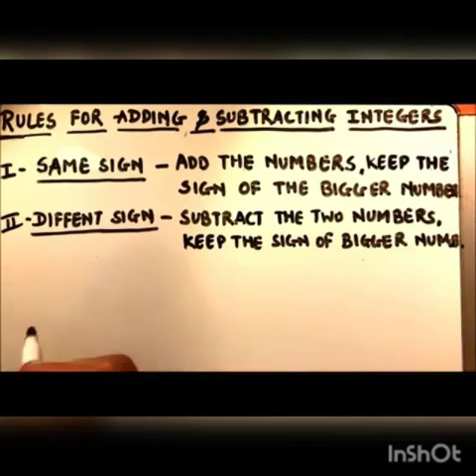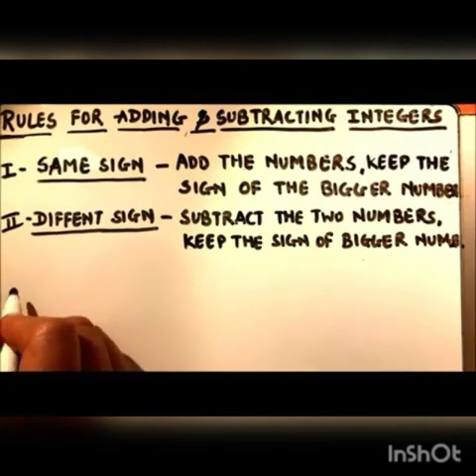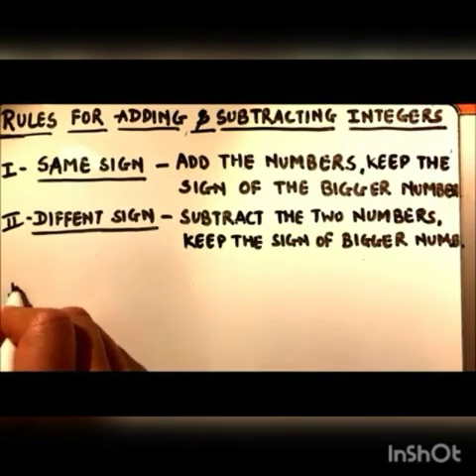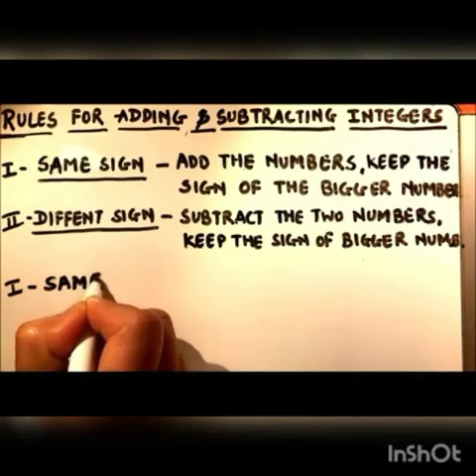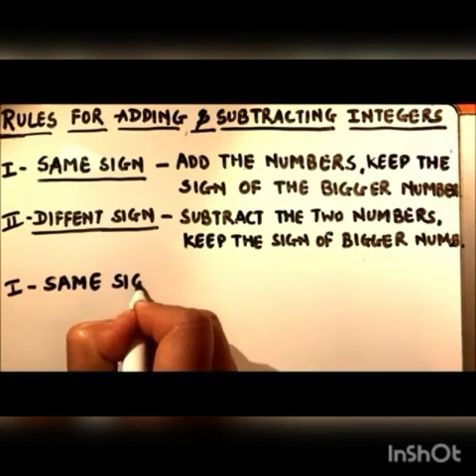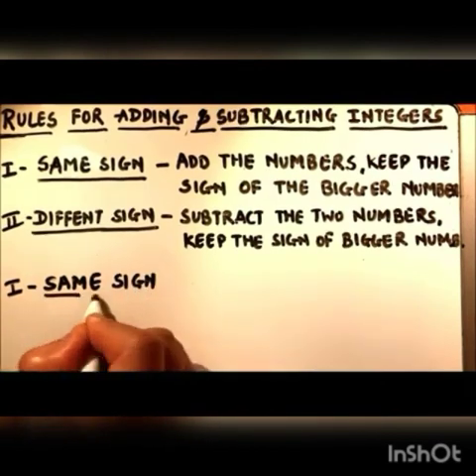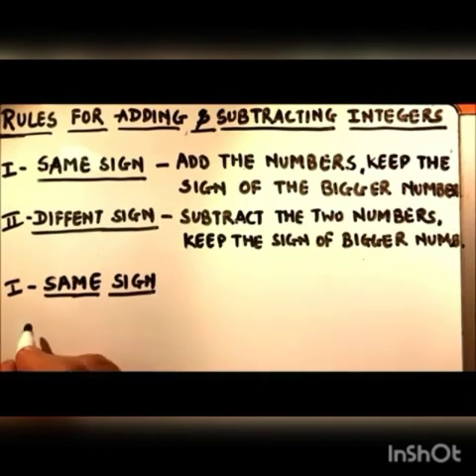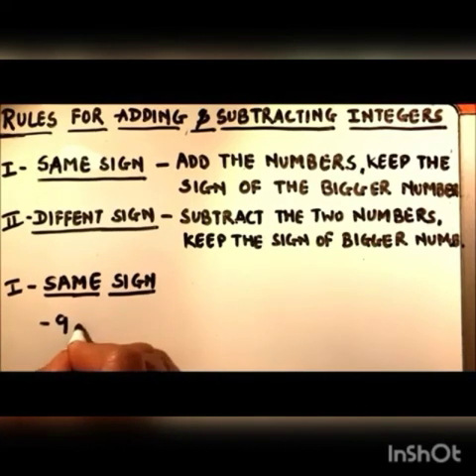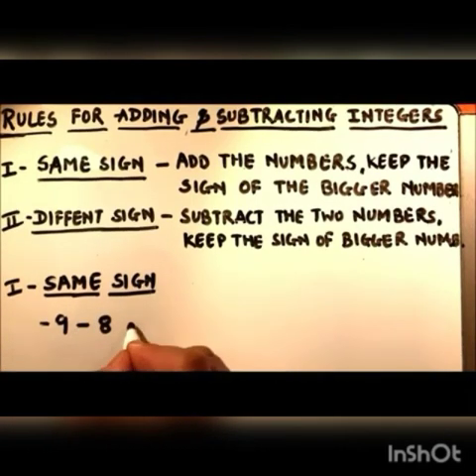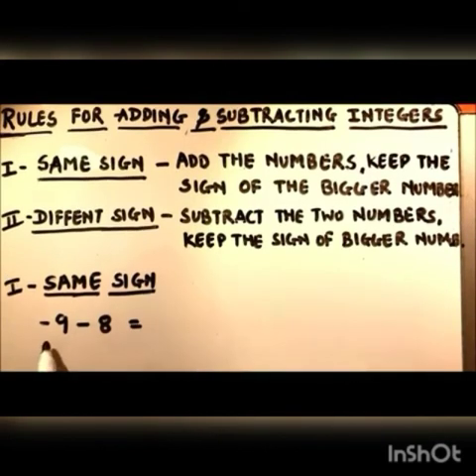So let's clarify these two rules with some examples. First I am doing the first one, which is the same sign. I am taking a few examples of numbers having the same sign, and then we are adding the two numbers. So here, if we take minus 9 and minus 8, what we have to do is minus 9 minus 8. The signs of both the numbers are negative. So both the numbers have the same sign.